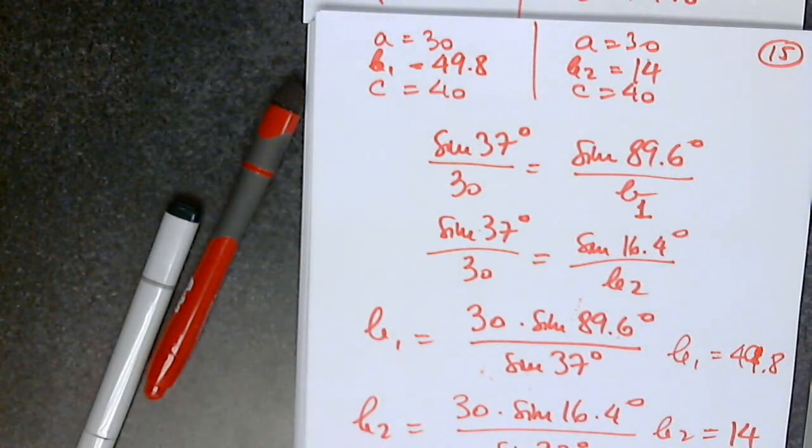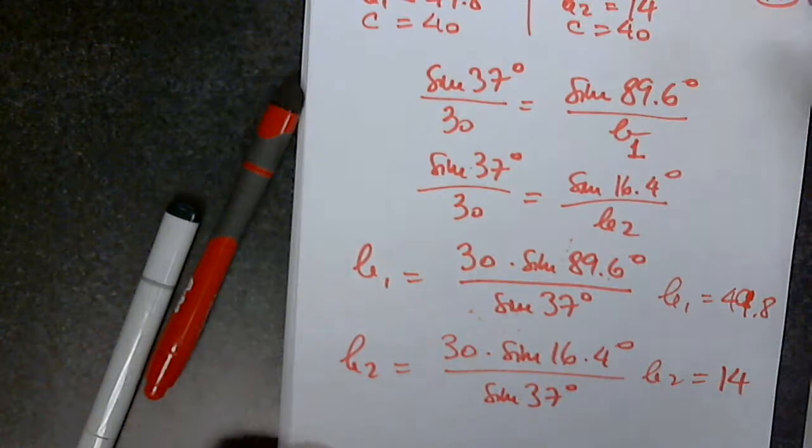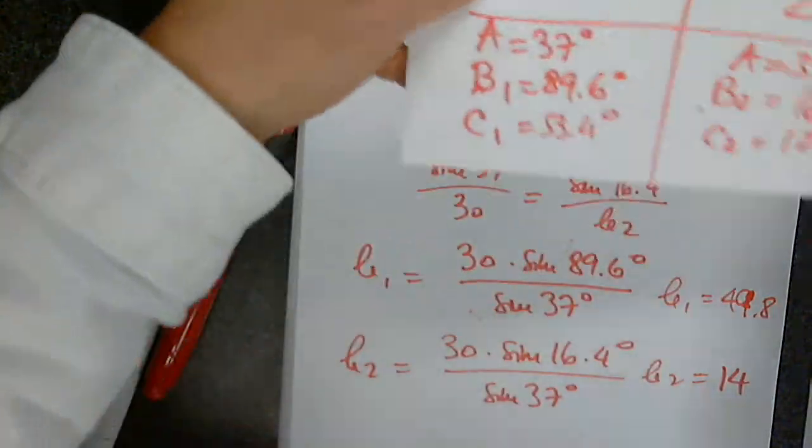So in this situation, we hit a case in which it was side-side angle, and it happened that it had two possible triangles. And here is the final answer.